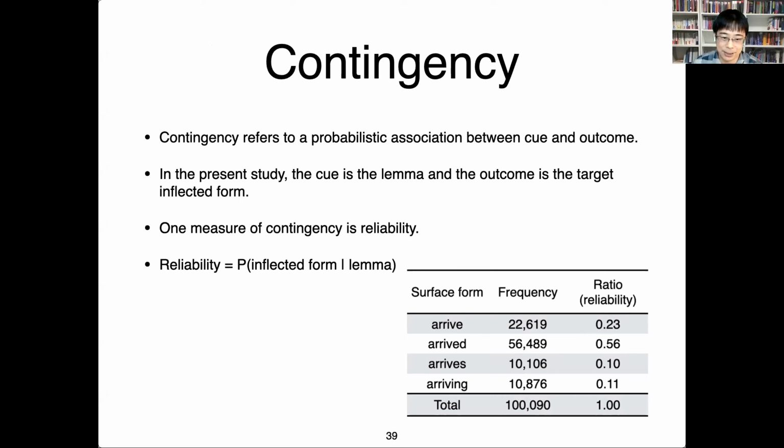What we can do perhaps is to make salient the forms with low reliability. So we can tell that arrives and arriving are likely to be prone to errors in comparison to arrived. And so we can highlight or make arrives or arriving more salient in the input than arrived, or maybe target them in explicit instruction. So I think we need some other means to facilitate the acquisition of those forms.